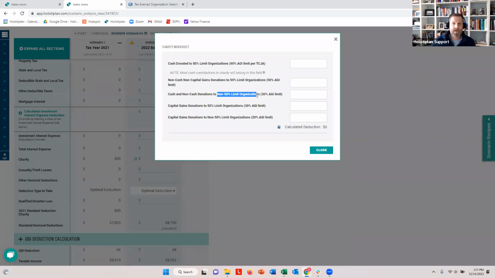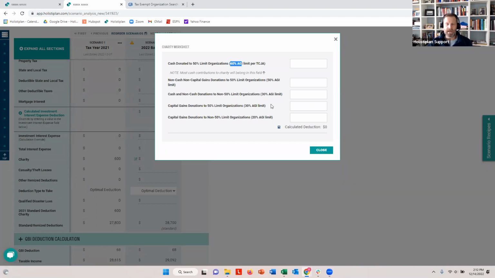Right. But that name has stuck, even though some of these percentages have moved around. But the way these two things interplay with each other is that donations of cash to a 50% limit organization have a different limit in terms of the deductibility amount compared to the capital gains donation.